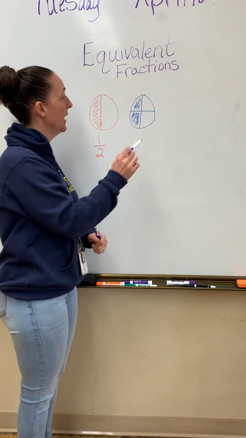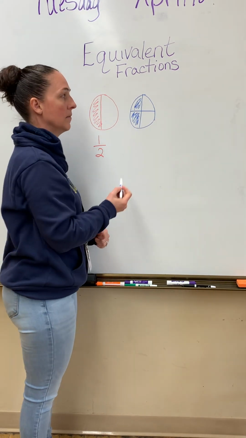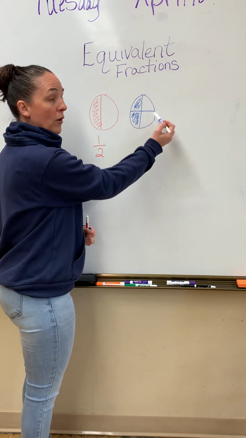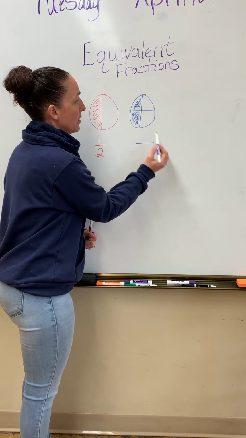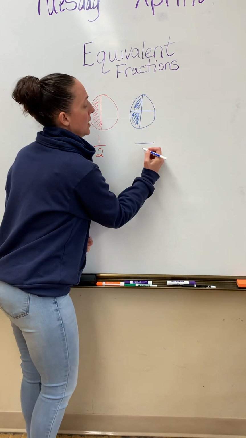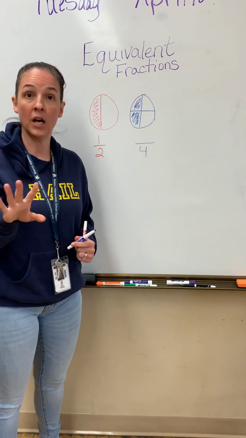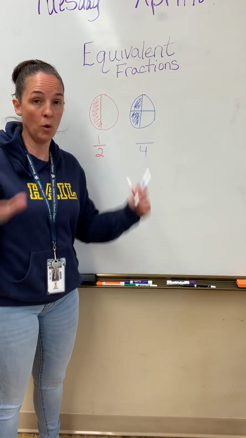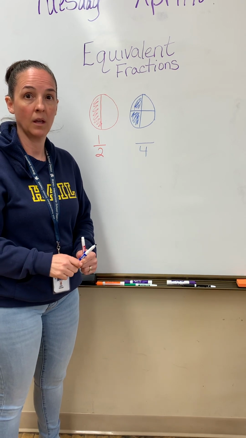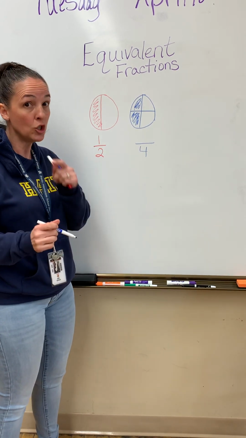Your pie has 4 slices. Still 1 whole pie. So since there are 4 slices, your 4 is going to go down here because that's how many there are to make the whole pie. You're going to have 2 pieces of your pie.